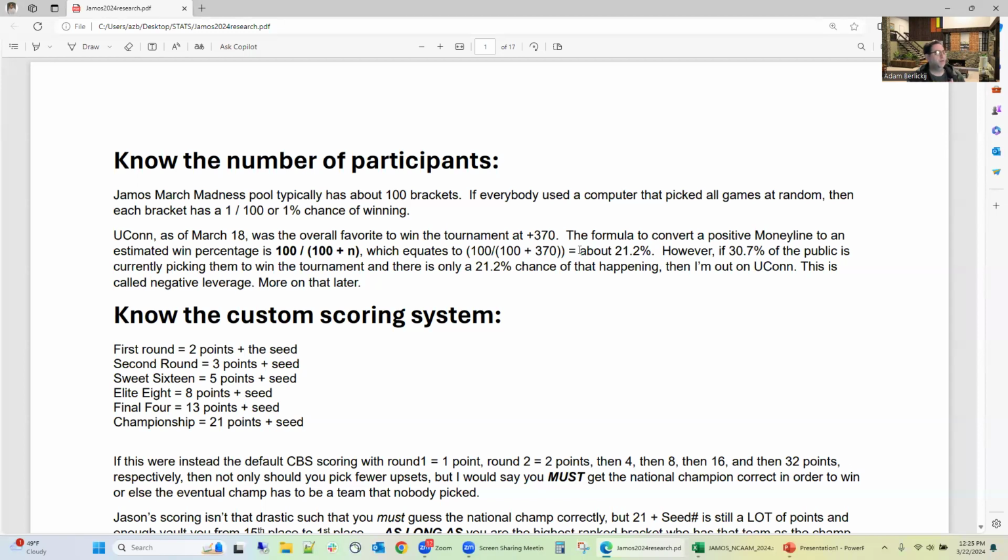First, the most important thing is to know the amount of participants. One bracket pool I've been participating in for many years is my friend Jason's. About 100 brackets are entered every year.